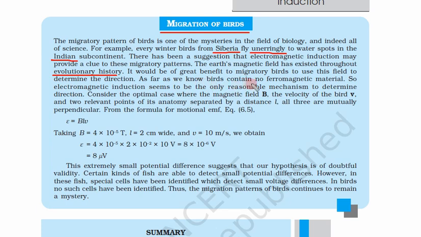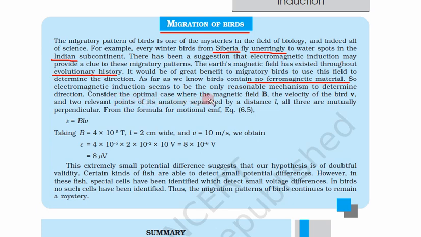As far as we know, birds contain no ferromagnetic material. So in the brains or bodies of birds, there is no ferromagnetic material. So electromagnetic induction seems to be the only reasonable mechanism to determine the direction, because if they had ferromagnetic material, that would be magnetized and they could determine the direction.